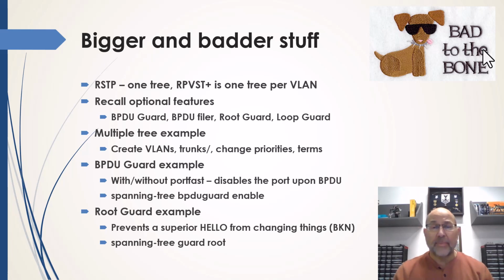Now our bigger and broader stuff, right? We're going to do a rapid spanning tree topology with 1 tree per VLAN. So we're going to do that as a build. And the 2 features that we're going to fool around with today are the BPDU guard and the root guard.